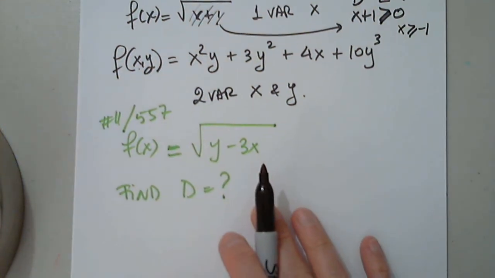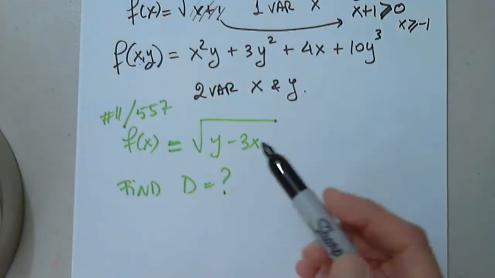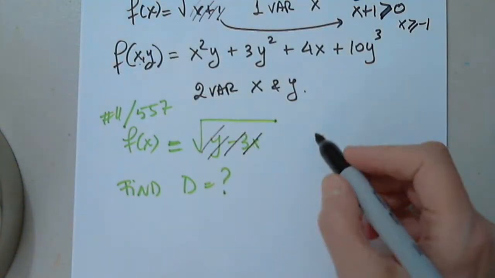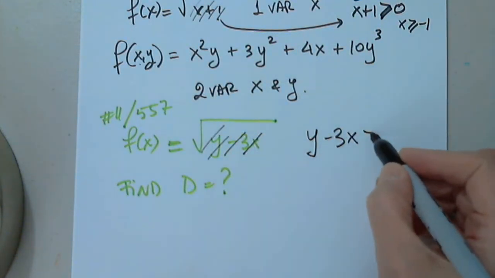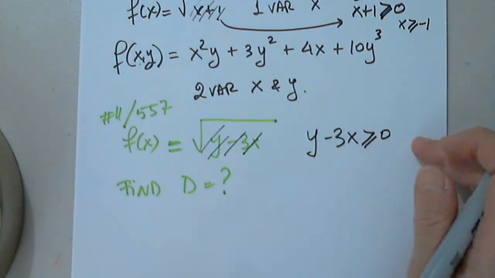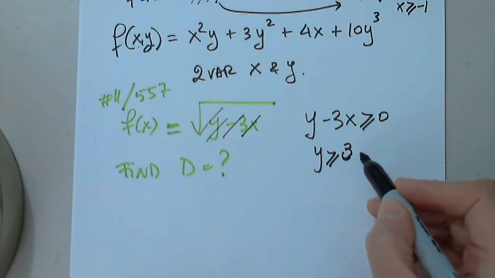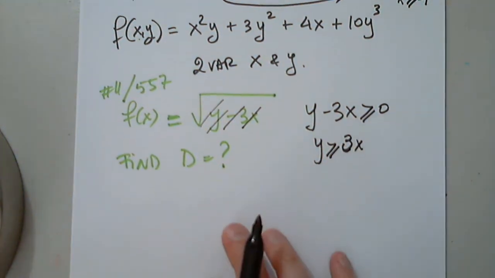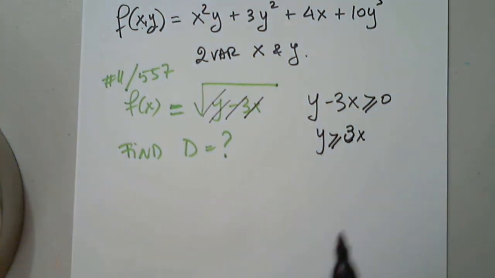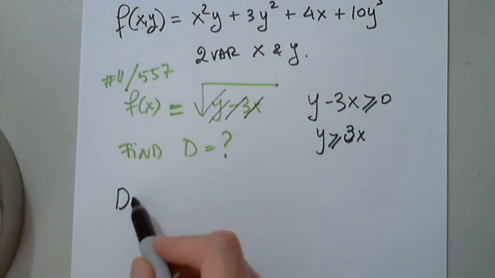Here's a different story. However, the condition doesn't change. I still have to write that y minus 3x is greater than or equal to 0. I can move 3x to the other side. And how do I write the domain? Well, I have two variables. Here's how we write the domain for such a function.